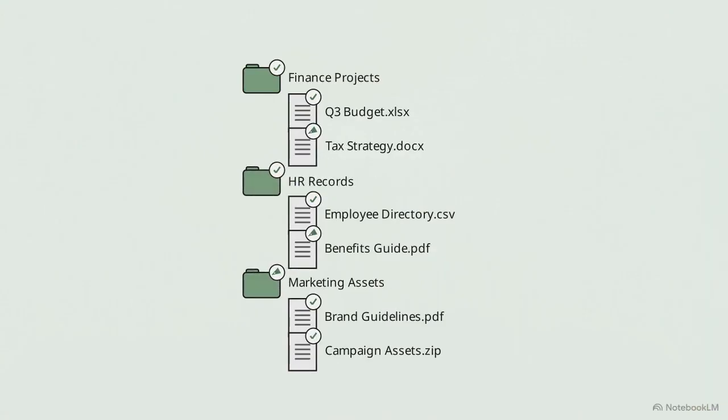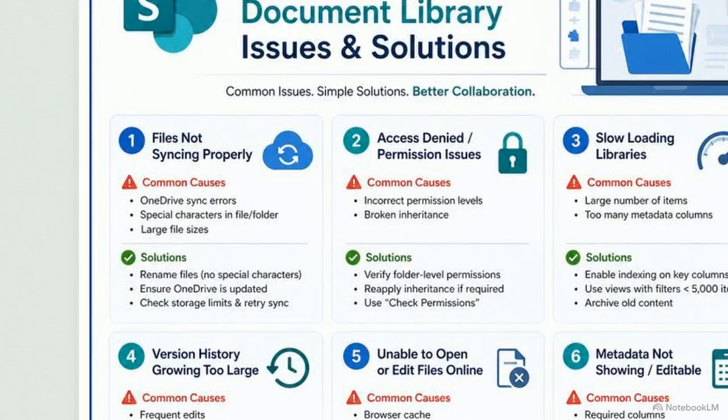Let's begin. Looking at Panel 1, we start with files failing to sync locally. The most frequent culprits are special characters hidden in file names or an outdated OneDrive client. Renaming files to remove those characters and updating the software clears the blockage.